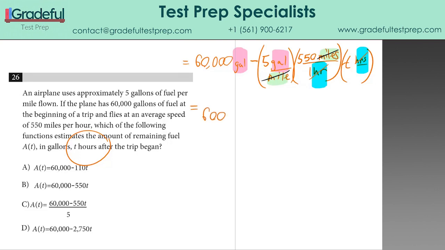We have 60,000 gallons minus whatever you get for 5 times 550 times T. And that multiplies out to 2,750. So the equation is A is equal to 60,000 minus 2,750 T. And that's answer choice D for number 26.